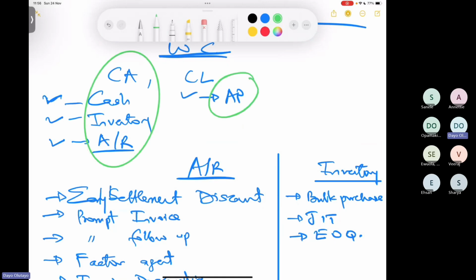For AP, like I said, it's pretty straightforward. It's just about negotiating longer terms with your supplier. But at the same time, you don't want to take advantage of that too much, so that the supplier starts thinking maybe you're having cash problems, and you are losing some goodwill, and suppliers don't want to sell things to you again. So take note of that.